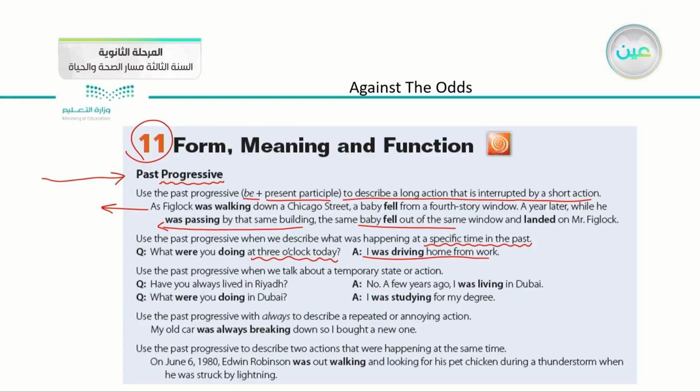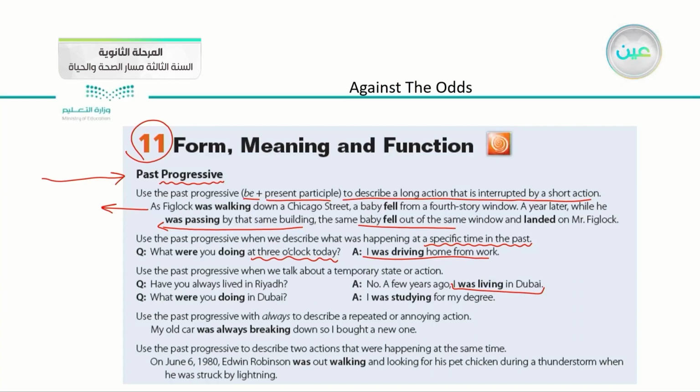Have you always lived in Riyadh? No. A few years ago, I was living in Dubai. So he or she was living in Dubai for a specific time, for a short time. So that was a temporary state. He or she didn't live there for the whole of their lives.